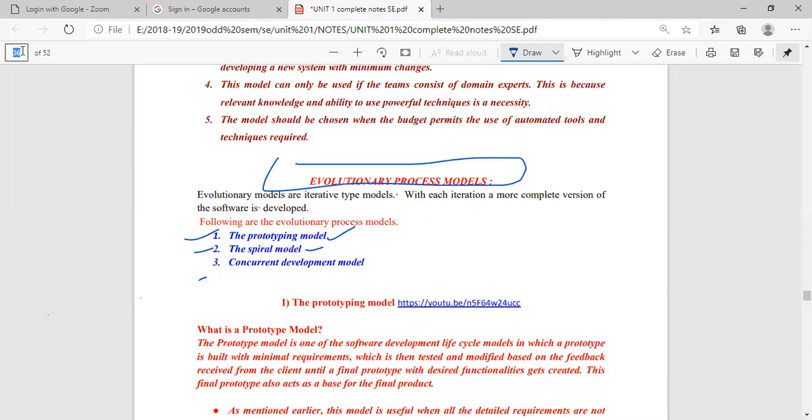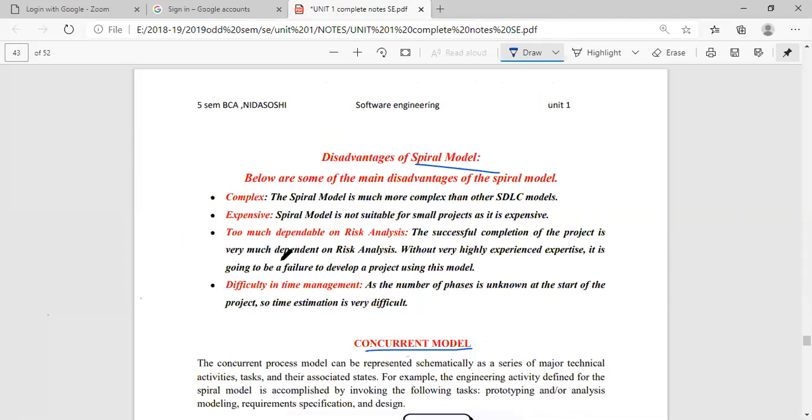Now we will quickly go to the disadvantages of the spiral model. It is complex, yes, because there are so many loops. We have to go through all the phases until we get our final system. So it is expensive.